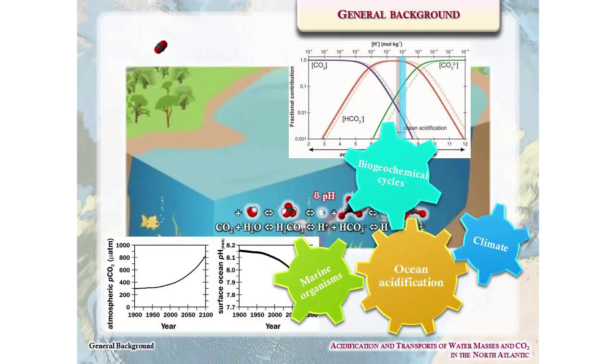Recent studies show that the present uptake of anthropogenic CO2 and the subsequent acidification is about 100 times faster than during the last ice age. And this rate far exceeds the regulation capacity of the Earth system feedbacks to restore the system. Therefore, there is a growing concern about how ocean acidification may impact marine organisms, global biogeochemical cycles, and climate.